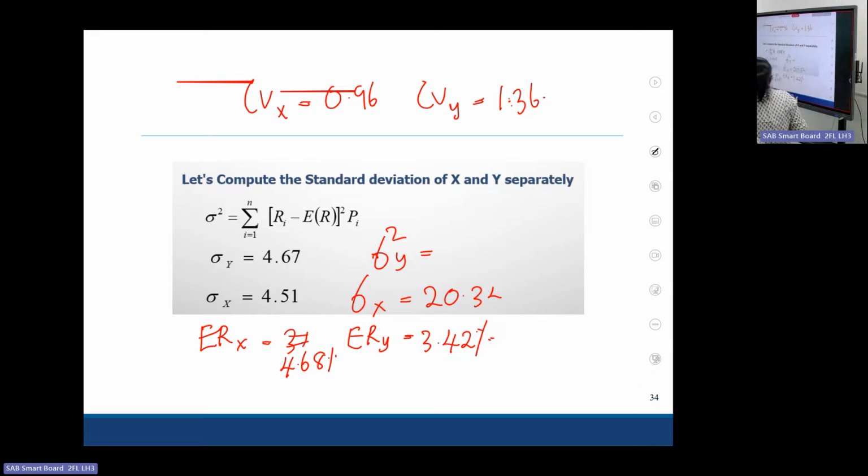Now again you can compare these two stocks X and Y for their risk. Now you can see Y is riskier because its coefficient of variation is 1.36. If you are going to invest in the low risk security, you can select X here. Again, you cannot compare using the standard deviation here because of different expected returns. So you cannot take a decision using standard deviation.